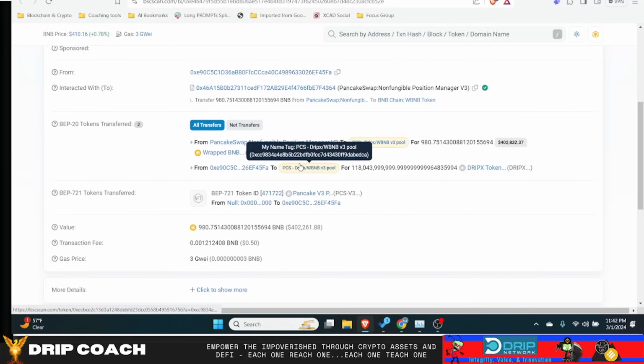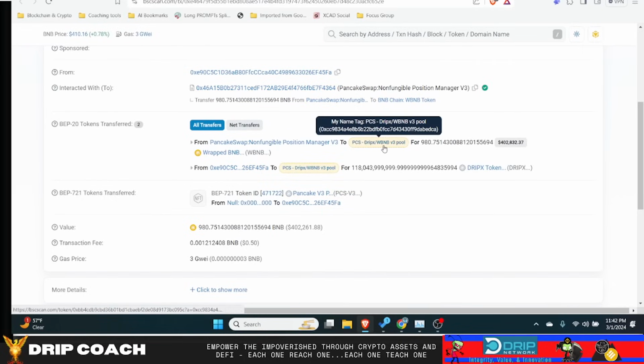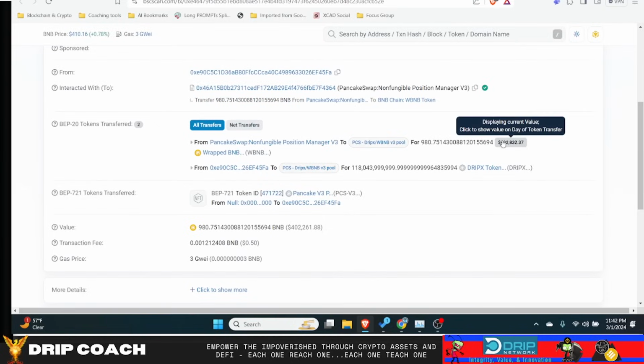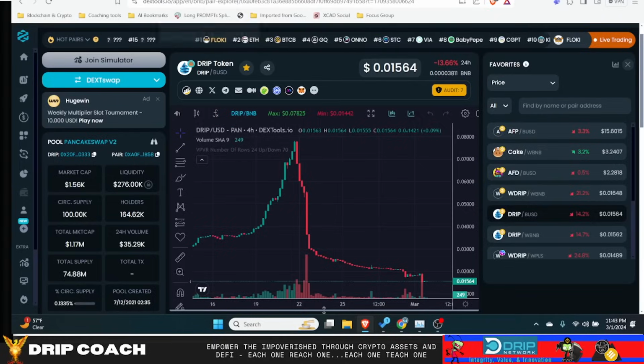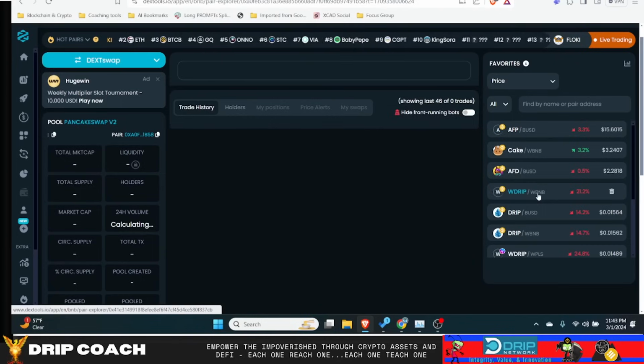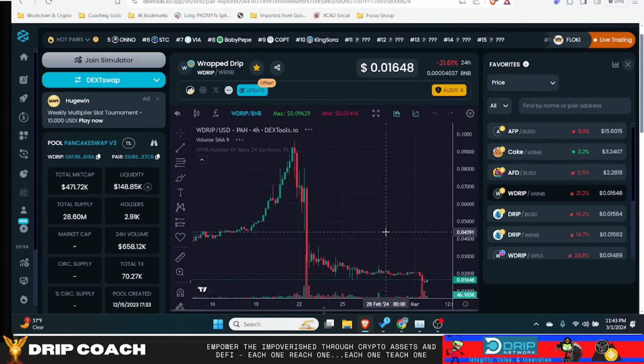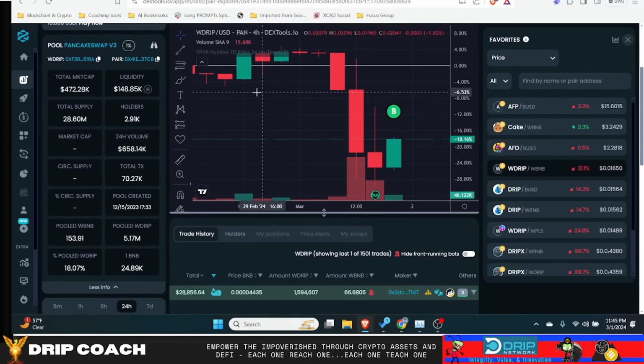So we come over to the blockchain, look at the receipts, don't trust but verify, and we can see that on PancakeSwap, they have a DripX wrap BNB V3 pool with 400,000 wrap BNB in it. And then of course it's a pool. So therefore the other side of that is the equivalent in DripX tokens. And that would show here on Dex Tools, if I'm not mistaken. So that would be here, this little mini pump on the chart that we see.